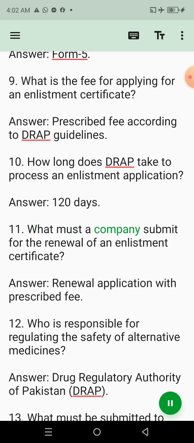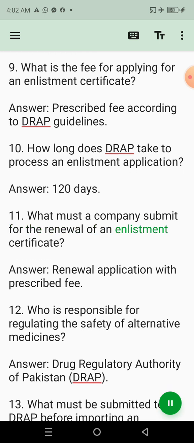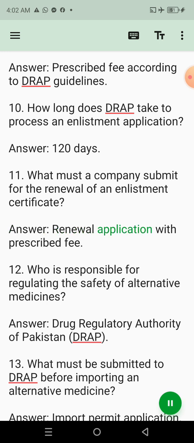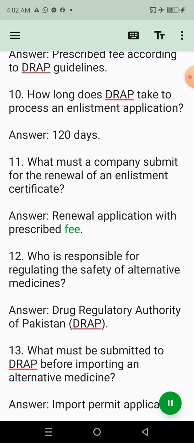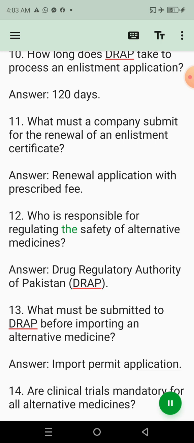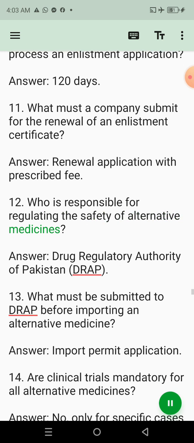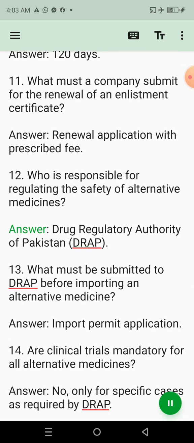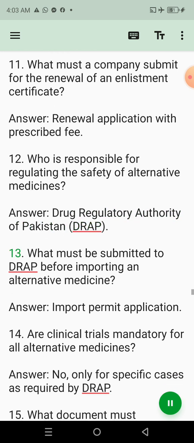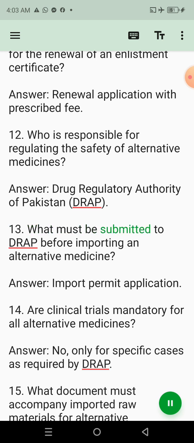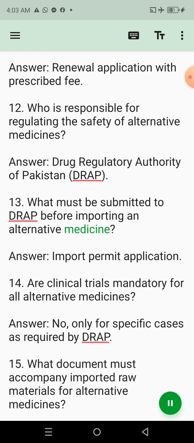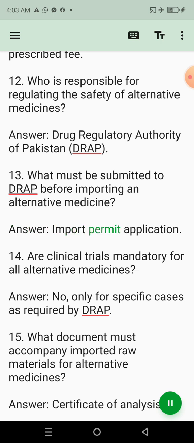11. What must a company submit for the renewal of an enlistment certificate? Answer: renewal application with prescribed fee. 12. Who is responsible for regulating the safety of alternative medicines? Answer: Drug Regulatory Authority of Pakistan DRAP. 13. What must be submitted to DRAP before importing an alternative medicine? Answer: import permit application.